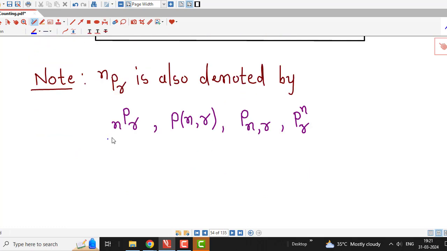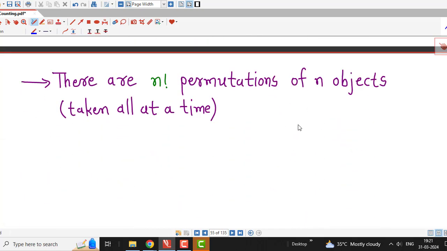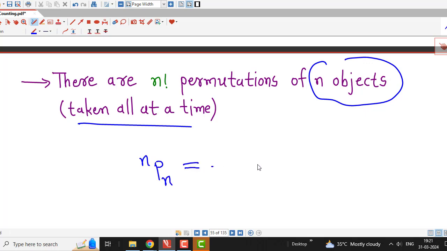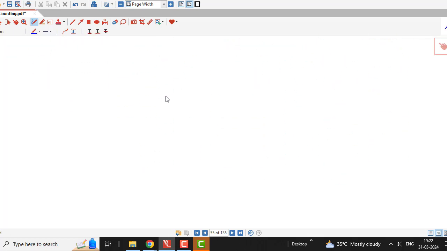These are different notations for the number of permutations of n objects taken r at a time. And if we are considering arrangement of n objects taken all at a time, that is we have to count nPn, and that turns out to be n factorial divided by n minus n factorial, that is n factorial divided by 0 factorial, which is n factorial. So there are n factorial permutations of n objects taken all at a time.